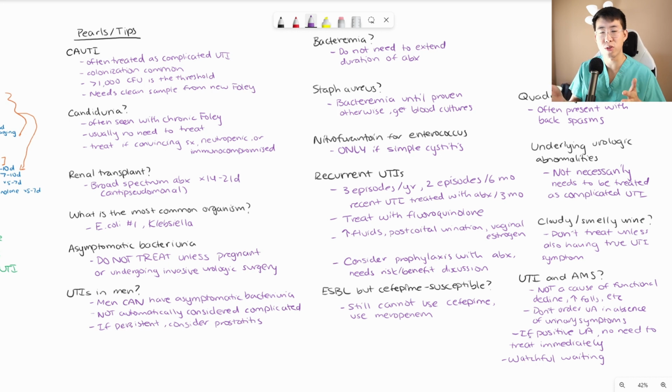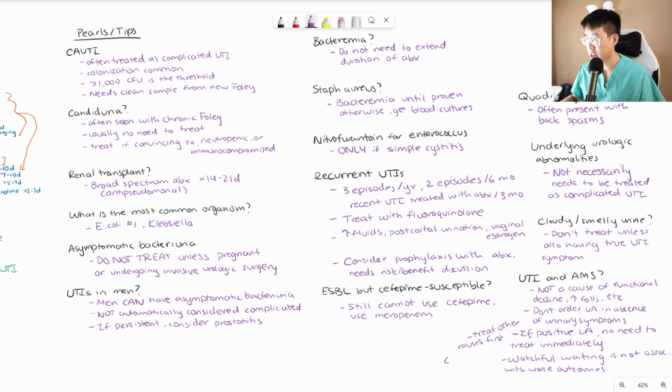So trying to reverse things that may be more reversible, for example, causes of delirium or medications that might be causing altered mental status, before you jump immediately toward treating the UTI, was not associated with worse outcomes. So treat other causes first, for example, meds, deliriogenic factors, things like that.